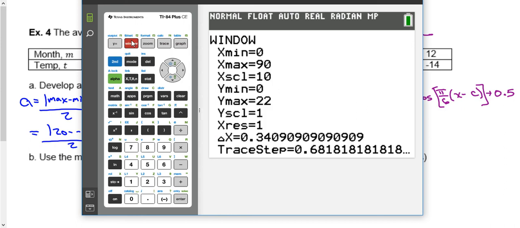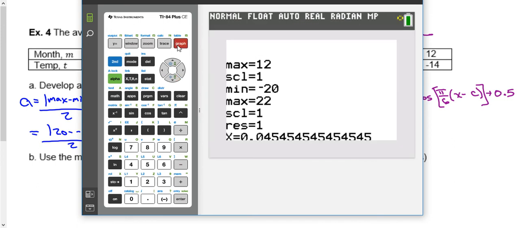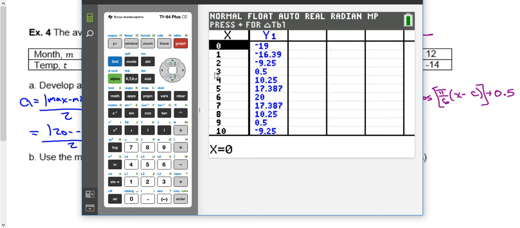And of course our window setting, we want something reasonable, so between 0 and 12 for our x going up by 1 month at a time. Our temperature, the lowest was minus 19, the highest was 20. So I'm going to go from as low as negative 20 to a high of, well, let's go a bit higher than 20. So 22 actually does work. Going up by 1 degree also works as well. Let's hit graph. So there you go. That's our function.